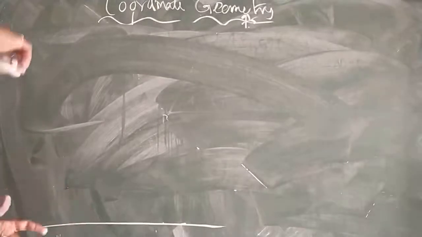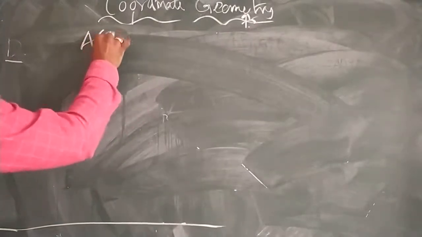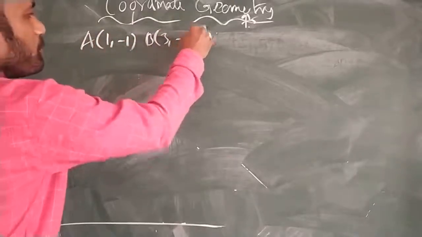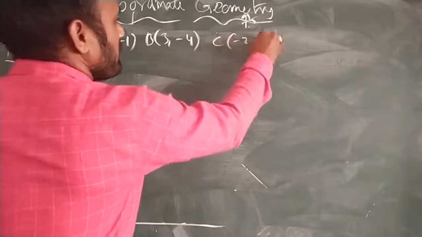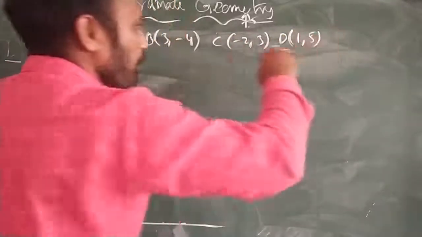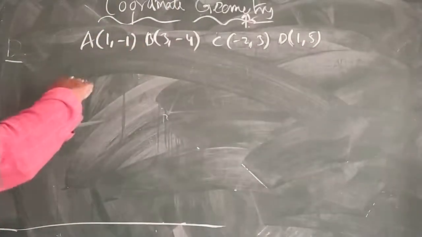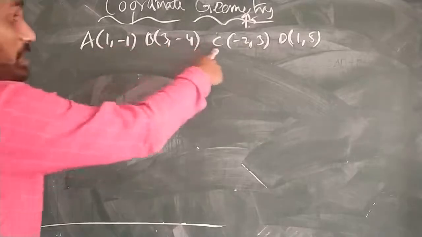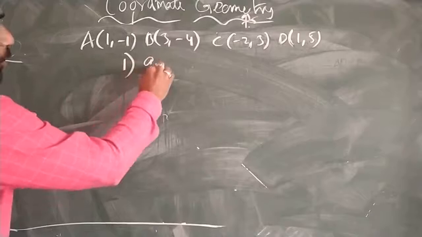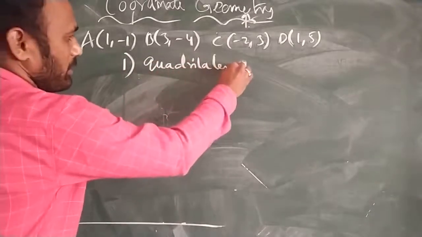Now, previously we learnt 3 points, now let us take 4 points. A (1, -1), B (3, -4), C (-2, 3), D (1, 5). So, if 4 points are given, what are the questions that he may ask in the exams here? A, B, C, D are the 4 points given. So, there is a chance of forming a quadrilateral. Why? Because a quadrilateral has 4 sides.